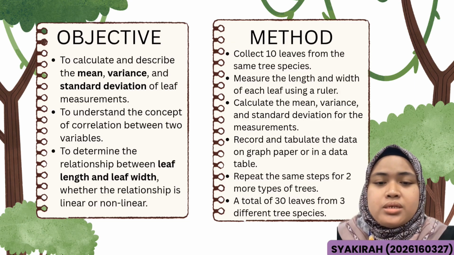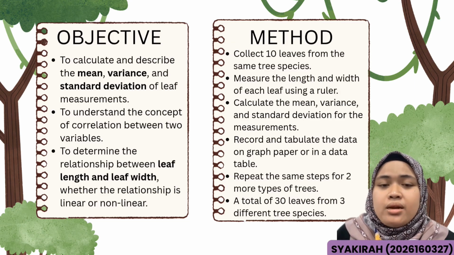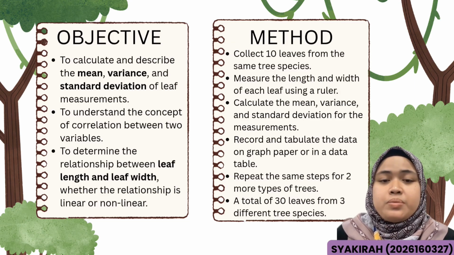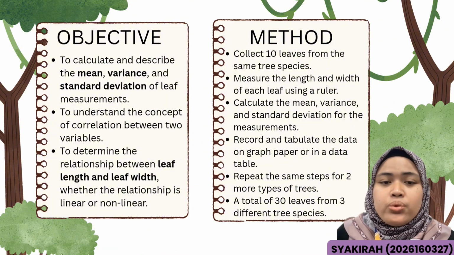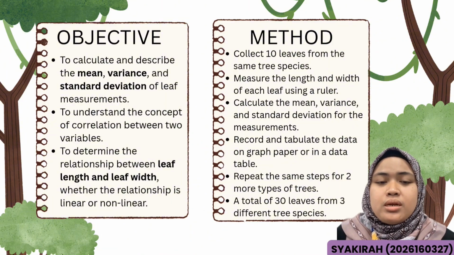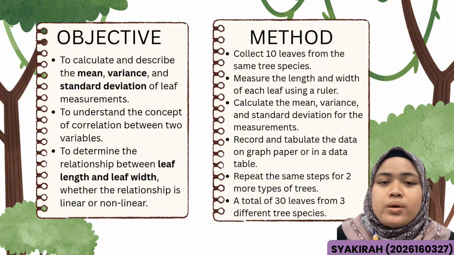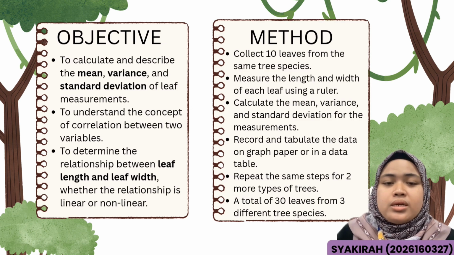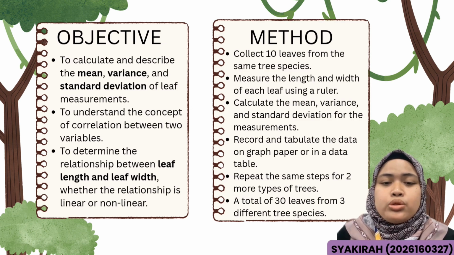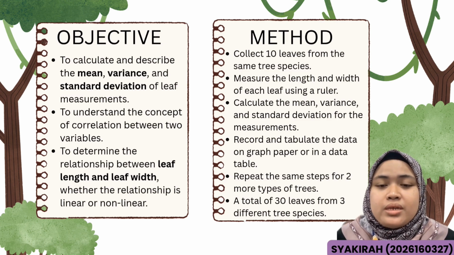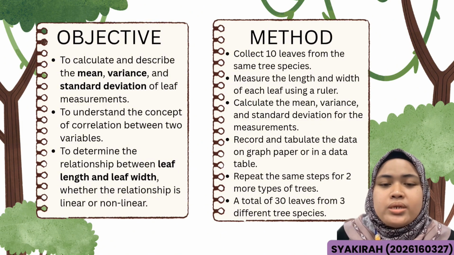For the methodology, we first collected 10 leaves from the same tree species. Next, we measured the length and width of each leaf using a ruler. After collecting the measurements, we calculated the mean, variance and standard deviation to analyze the variation in leaf size. The data were then recorded and tabulated for further analysis.